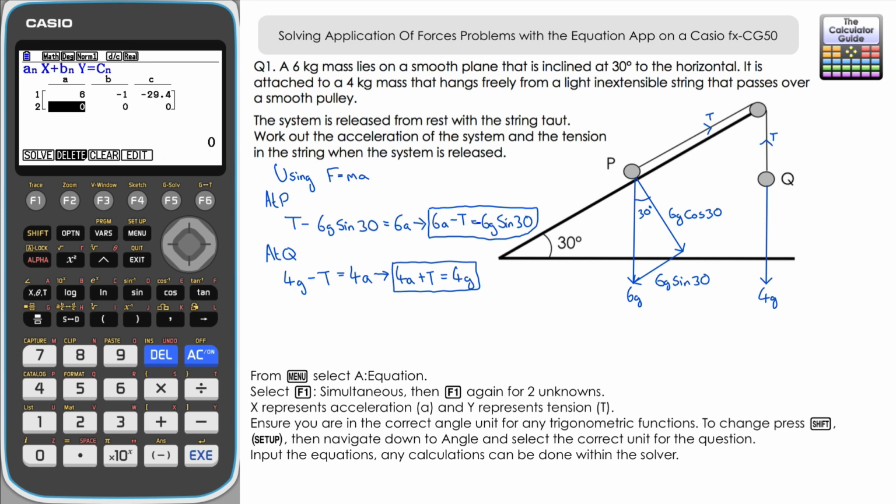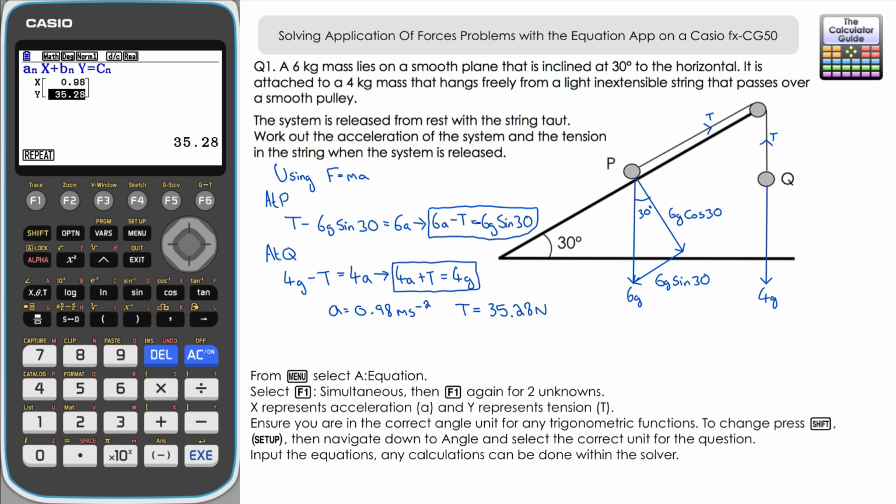The equation at Q for our second equation here, so that's 4a plus 1t, so plus 1, and then it's 4 times 9.8, 4 times g as our c there. So double check we've got everything in there and press execute. And here we have our 2 answers. Remember that x represents the acceleration here, so the acceleration is 0.98 meters per second squared, and y represents t, which is the tension, that's 35.28 newtons.